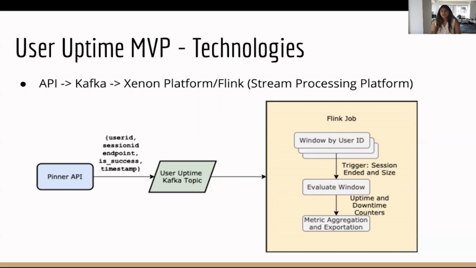This Kafka topic is then consumed by a Flink job. At Pinterest, our Flink framework, we call it Xenon. It's our stream processing platform. And this Flink job has 3 sort of steps, if you're familiar with Flink. Basically, the Kafka topic is ingested by the Flink job, and each event is windowed by user ID, meaning that there is one window of events for every user. So we have n number of windows, where n is the number of active users at any given time.